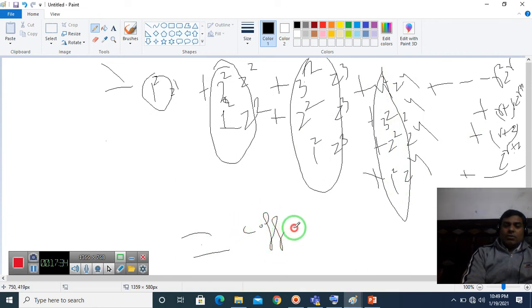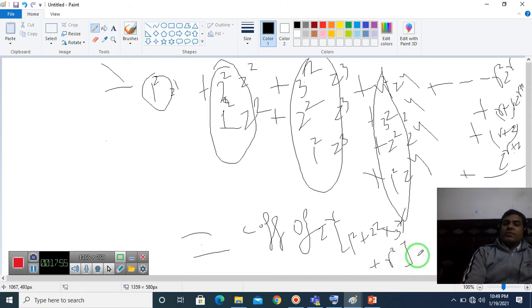the coefficient of z to the power r is known as the numeric function. So it is 1 square, 2 square, 3 square and r square. So it becomes the desired function. So this is called the generating function.